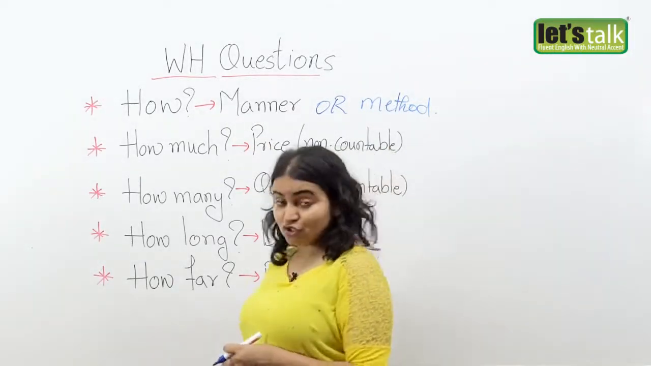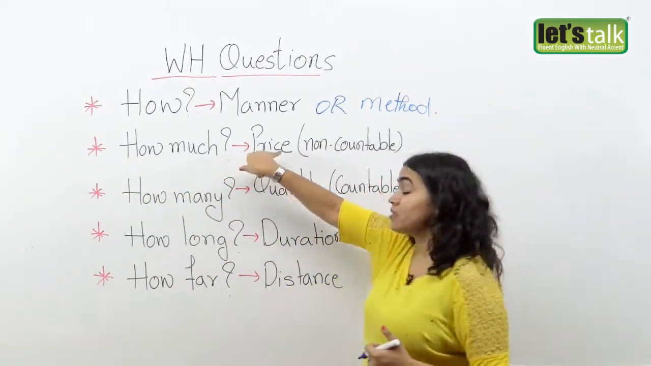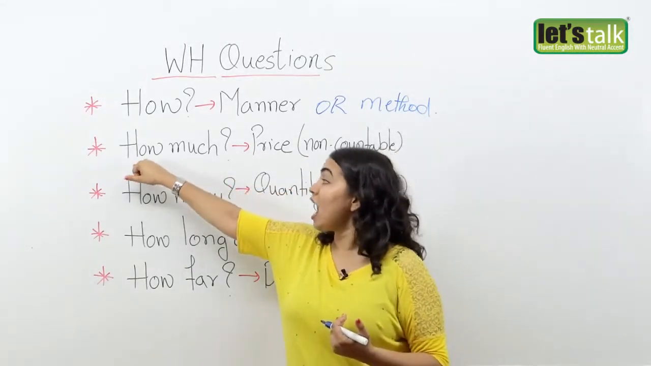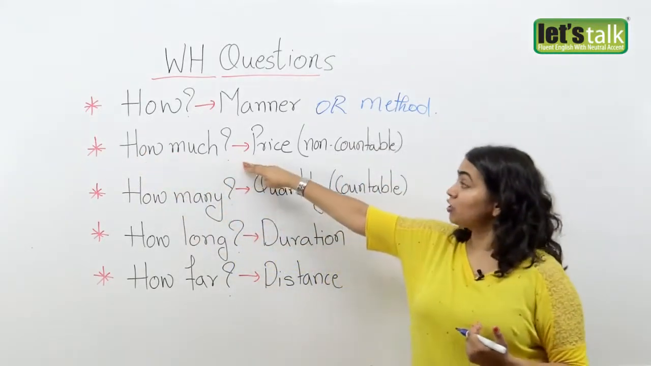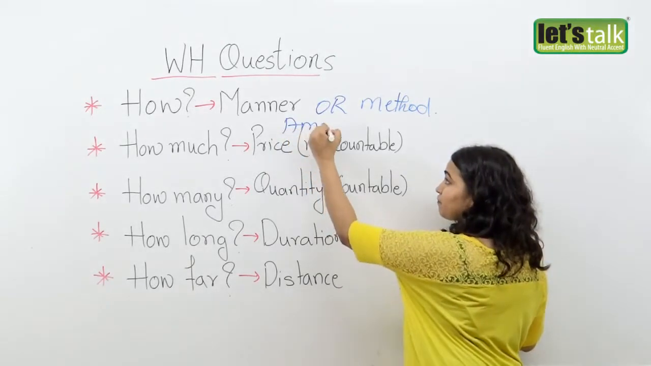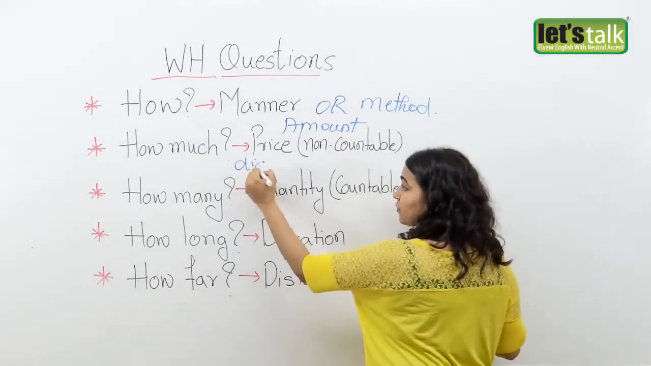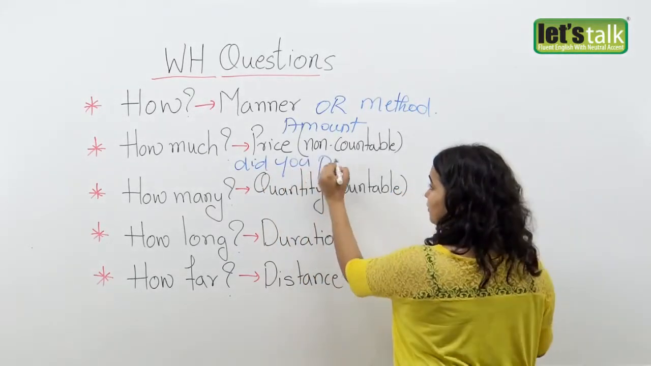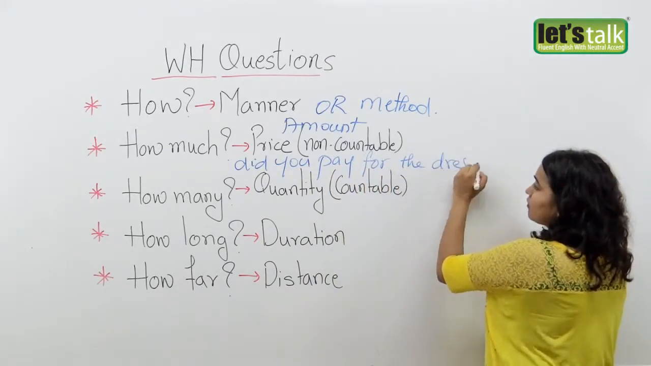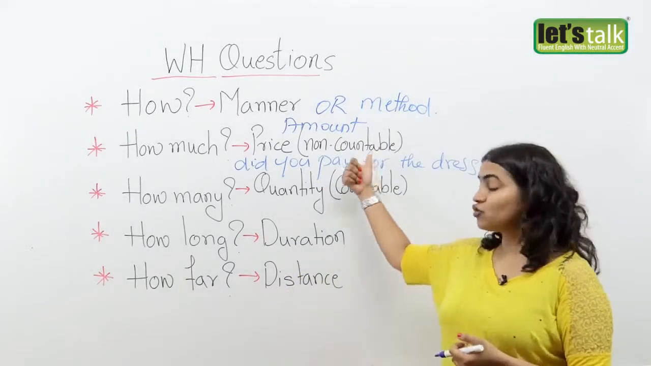Our next question, the same question using the word how, could talk about the price, which is non-countable. So I always would use how followed by much when I'm talking about the price or the amount of something. So I could say, how much did you pay for the dress? So I'm talking about the price or the amount, or how much did you pay for the shoes?